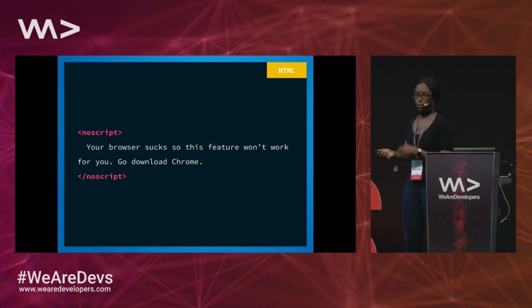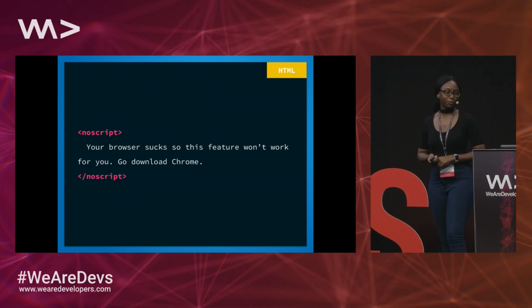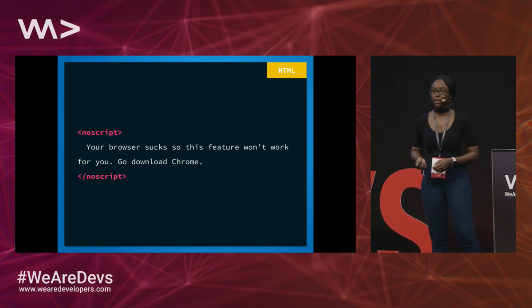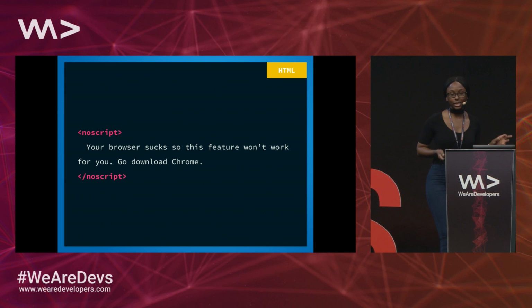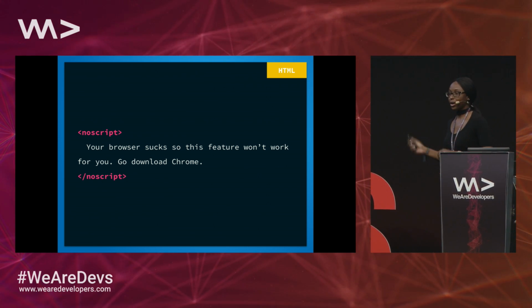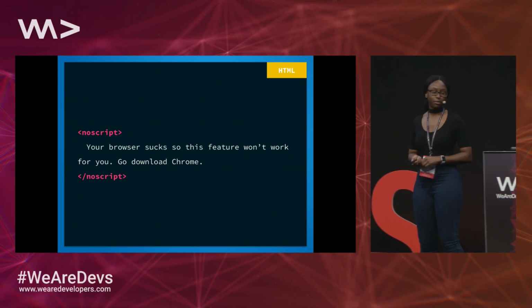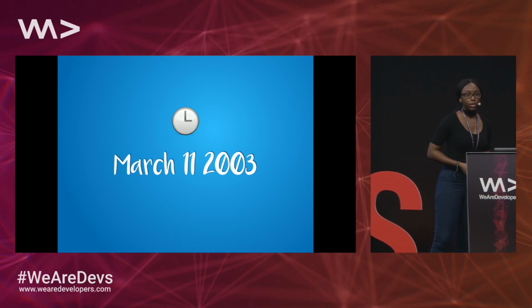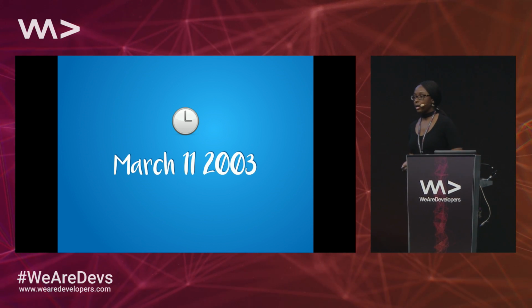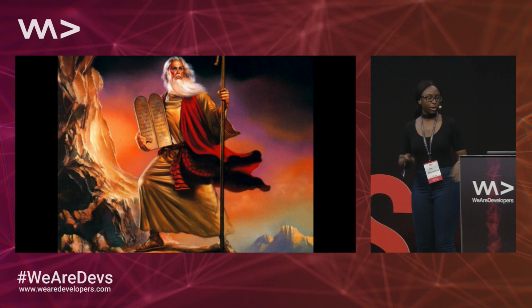And this is typically how it was executed. So if a user visits your site and they don't have JavaScript, you typically just wrap a little message in a NoScript tag telling them to go and download Chrome, because why are they even using a browser that doesn't have JavaScript?